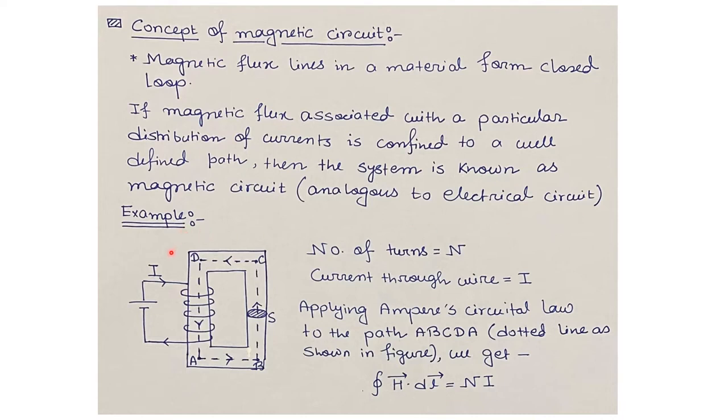We will consider a magnetic circuit which is basically an electromagnet consisting of a core material having high magnetic permeability. The number of turns in the windings is capital N. The current through the wire is I. Now we will consider a closed path ABCDA, along which we will apply Ampere's circuital law, that is the dotted line in the figure. So we get the closed path integral of the magnetic field vector H is N times I.